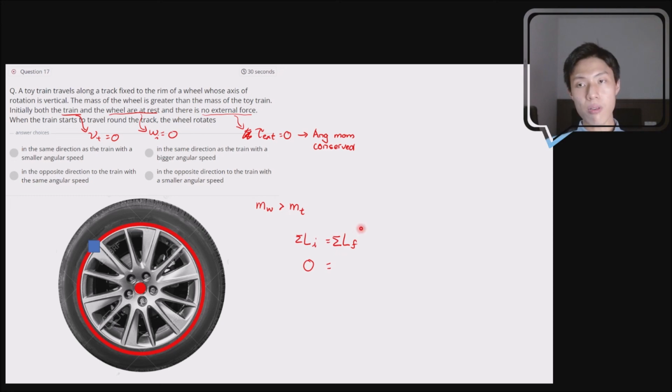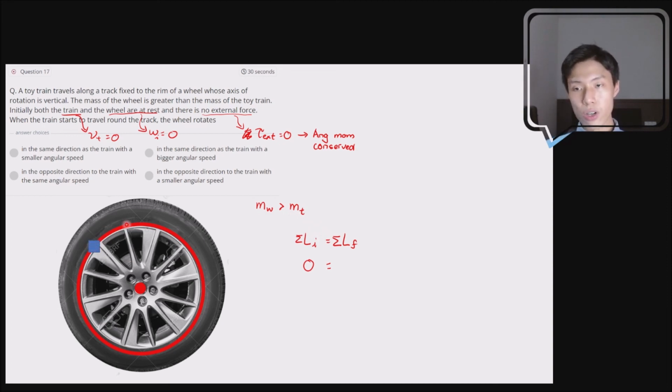But how about the final? What happens is the train is moving, so v is no longer equal to 0. Therefore, you have an angular momentum for the toy train. But you know that initially it is 0. That means if the toy train has an angular momentum, then the wheel will have another angular momentum, and these two should cancel out so that the final angular momentum remains at 0. Only then can your angular momentum be conserved. So let's try to find how to do that.